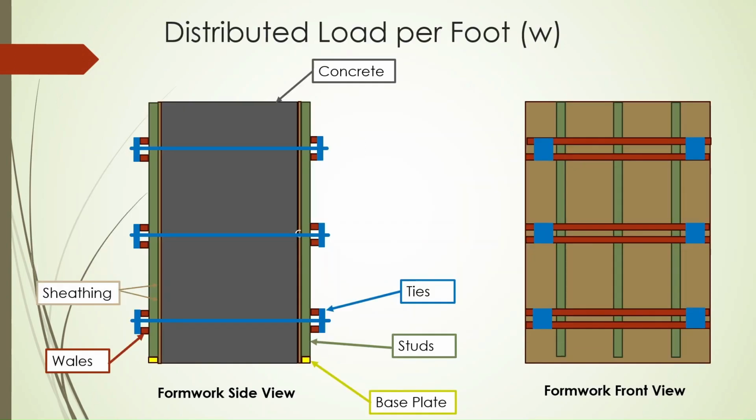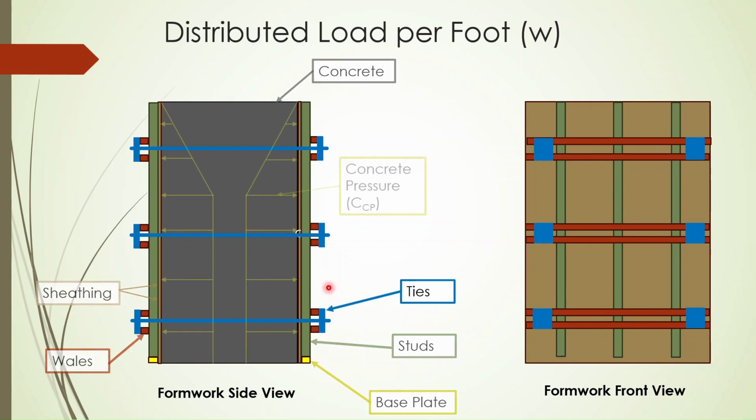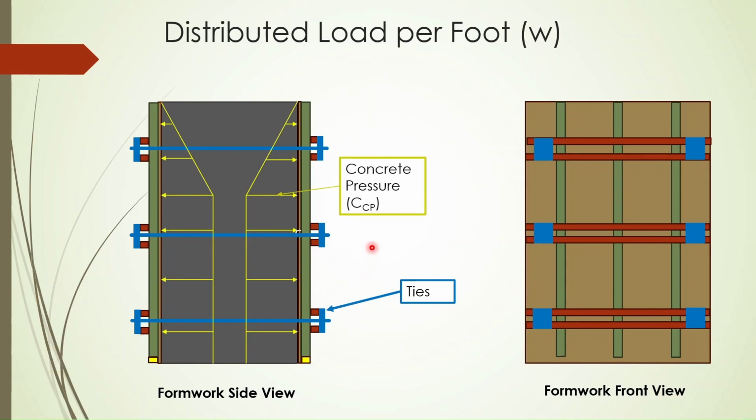So these are the main components of the formwork system we discussed earlier. We have the sheathing, the studs, the wales, the ties, and we have the base plate, and we're going to be pouring the concrete. So the concrete is going to have a pressure, Cp max, given in pounds per square foot, which is going to be translated into distributed load per foot, W, on the sheathing, studs, and wales, and which is going to be eventually translated into tension in these ties holding the formwork system together.